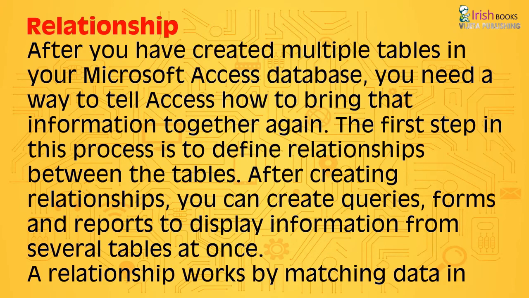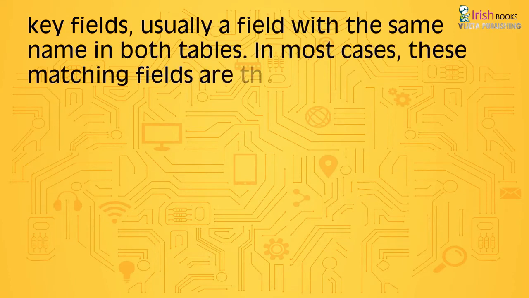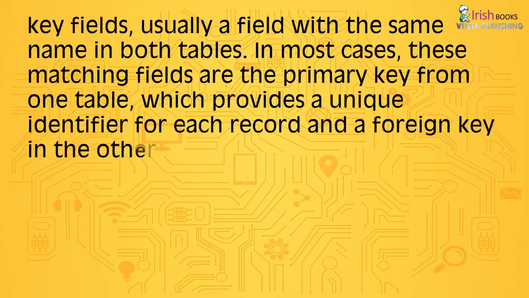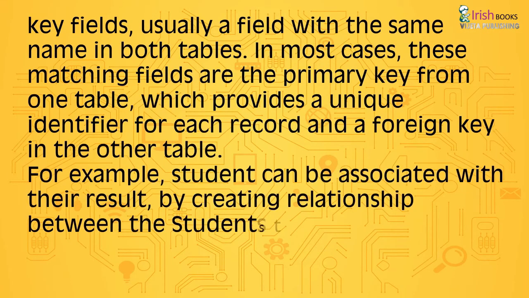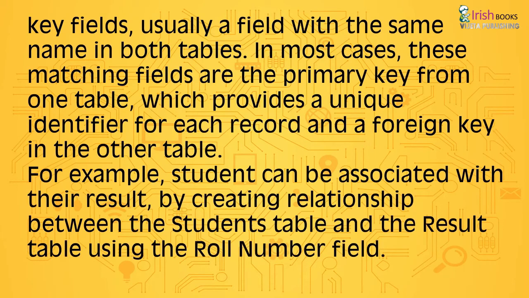A relationship works by matching data in key fields, usually a field with the same name in both tables. In most cases, these matching fields are the primary key from one table, which provides a unique identifier for each record, and a foreign key in the other table. For example, a student can be associated with their result by creating a relationship between the students table and the result table using the roll number field.